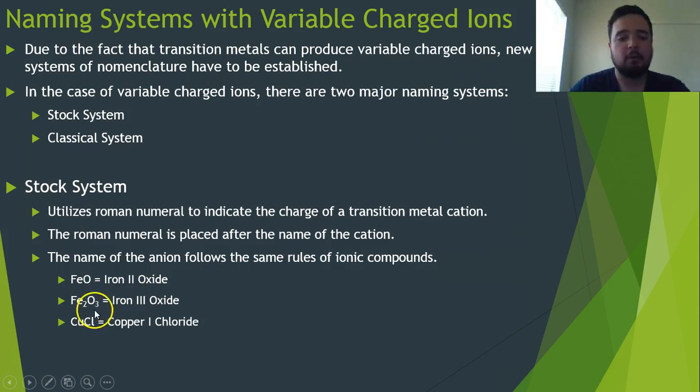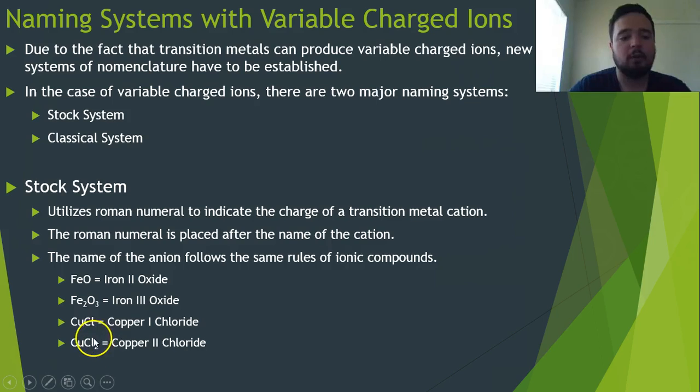Copper 1 chloride: we know chlorine makes a -1 charge, so if there's no subscript here, then we have to assume that copper has to be +1 to neutralize the charge in that compound. So again, name of the metal plus the charge indicated, so copper 1 plus chloride, which is the anion.